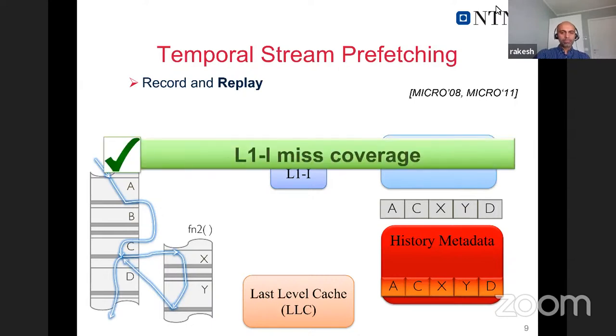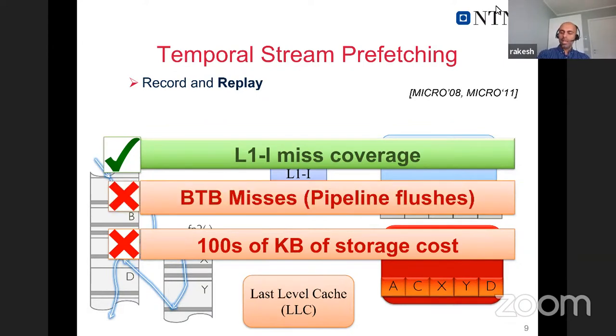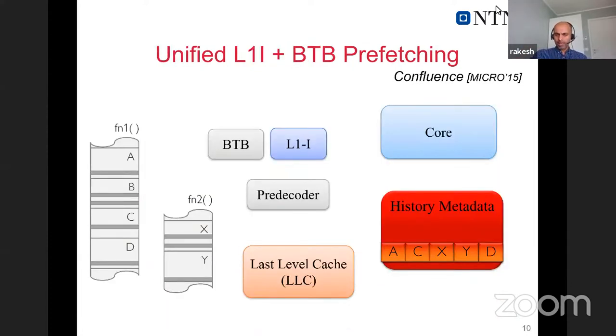So this is great because it gives us really good L1-I miss coverage. But the problem is that the overhead of storing all this metadata can reach hundreds of kilobytes. In addition, we still have BTB misses. This prefetching, we are doing it only for the instruction cache, but there will still be BTB misses, which might lead to pipeline flushes. But fixing the BTB misses is not a big problem if we have such a prefetcher.